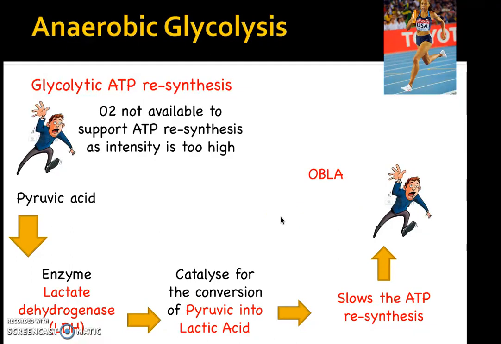Yes, I'm pretty sure it is, but look, don't quote me on that for now. But let's go back through this then. So we have the glycolytic ATP resynthesis, that's okay. But the knock-on effect of that is pyruvic acid, because it's anaerobic, and this stimulates the enzyme lactate dehydrogenase, and that is the catalyst for the conversion of pyruvic into lactic acid. This slows the ATP resynthesis, and therefore we have the onset of blood lactic acid.